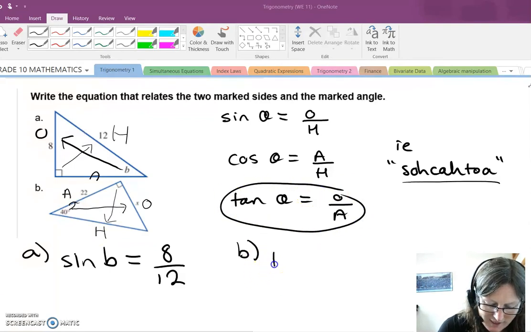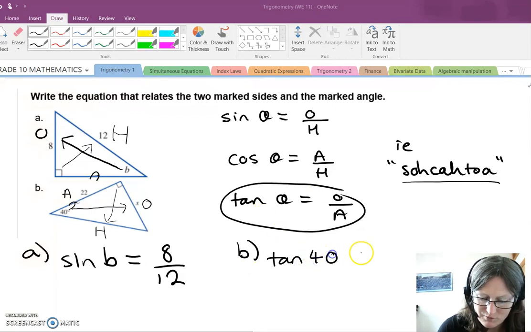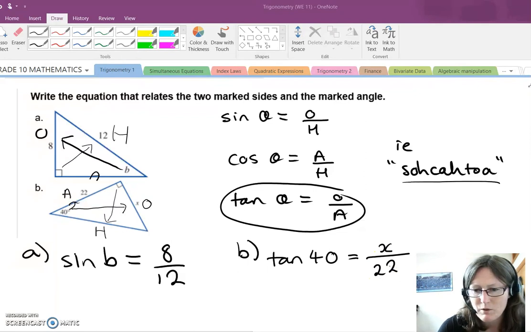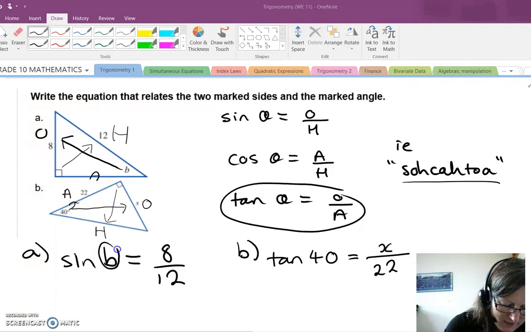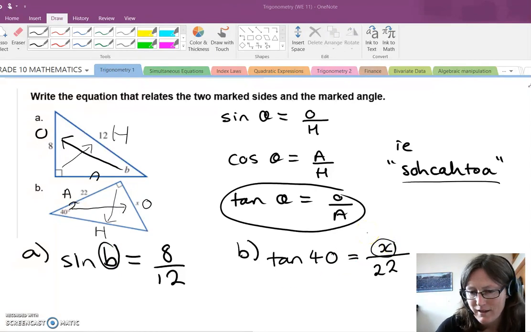So we write tan. Now we know what the angle is in this case. It's 40. So tan of 40 is equal to opposite, which is called x, over the adjacent, which is 22. So that's where we leave that one for now. As I say, in future lessons we'll move on to how to actually find the value of B, the angle in this case, and the value of x, the side in that case. But for now, that's all you've been asked to do.